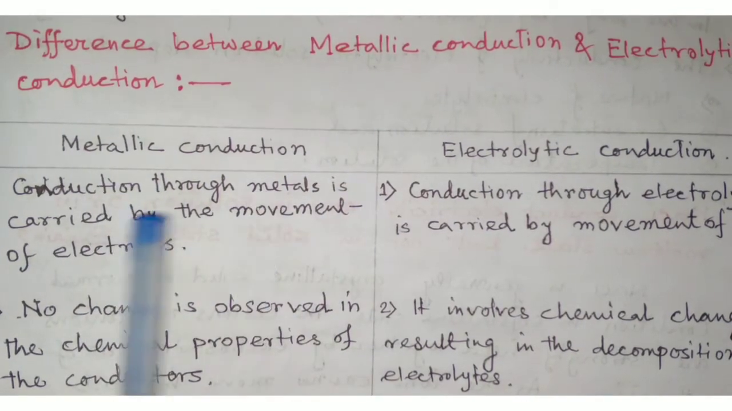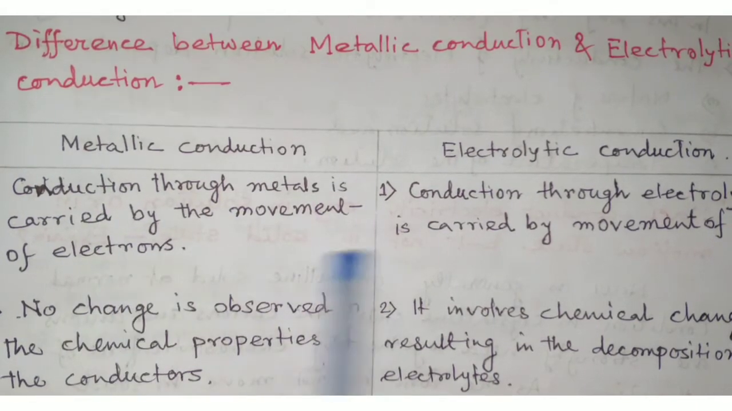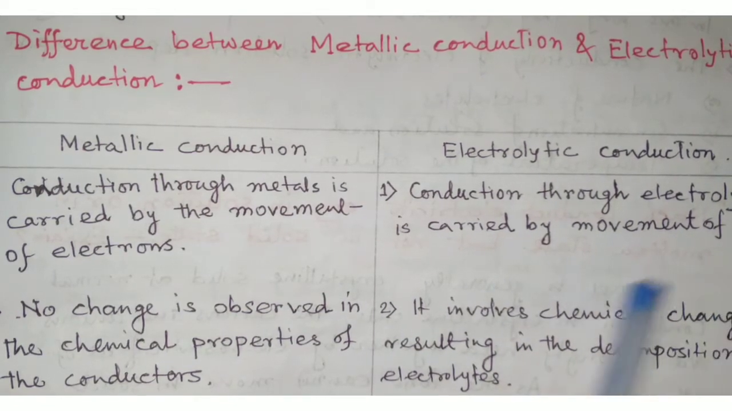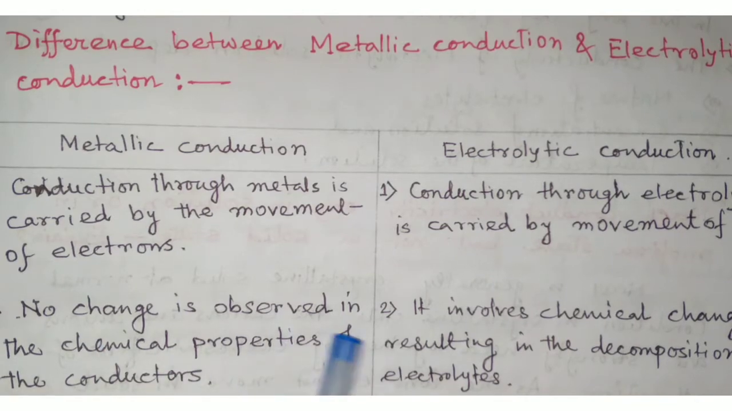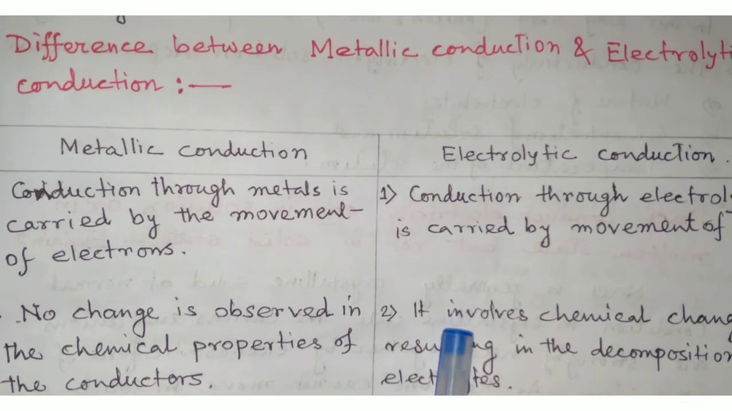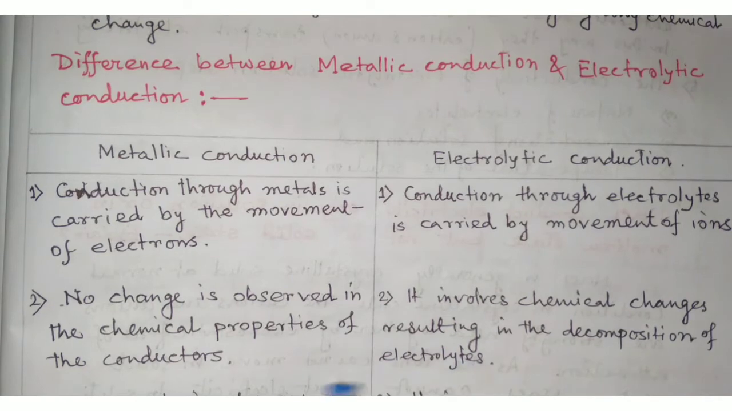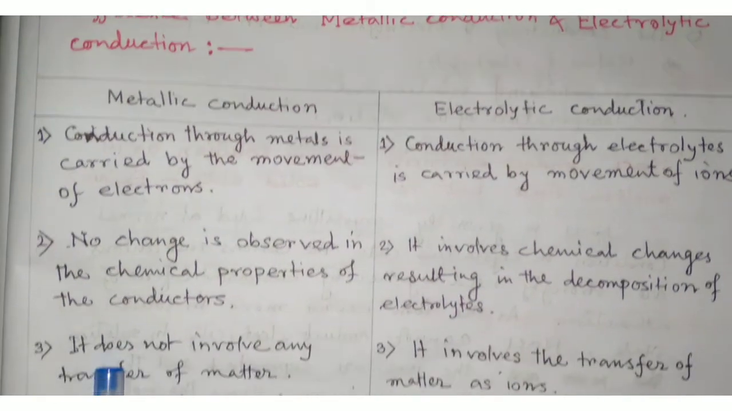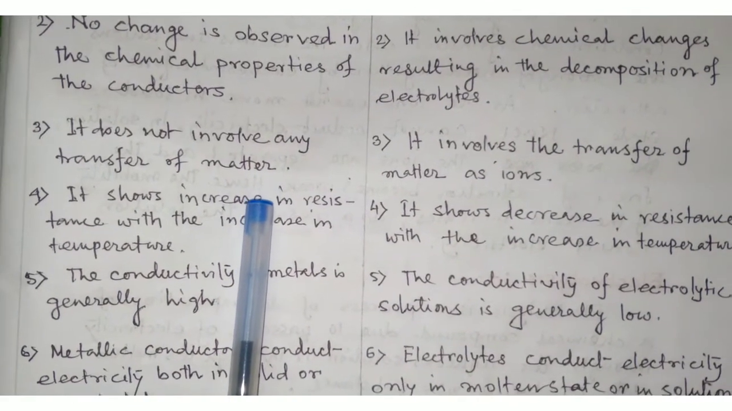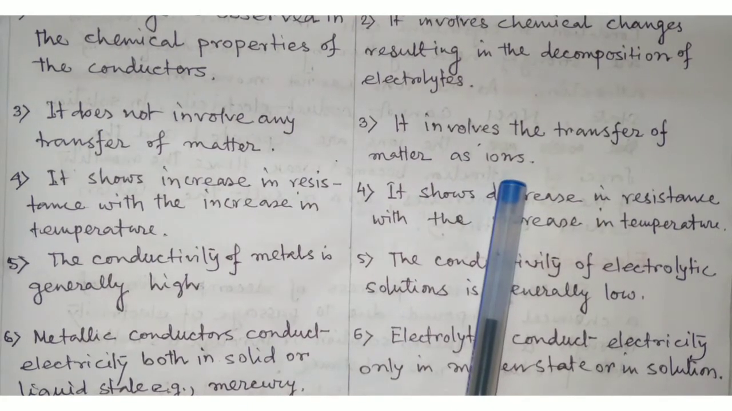Number 1, conduction through metals is carried by the movement of electrons, whereas conduction through electrolytes is carried by the movement of ions. Number 2, no change is observed in the chemical properties of metallic conductors, whereas electrolytic conduction involves chemical changes resulting in the decomposition of electrolytes. In metallic conduction, it does not involve any transfer of matter, whereas in electrolytic conduction, it involves the transfer of matter as ions.